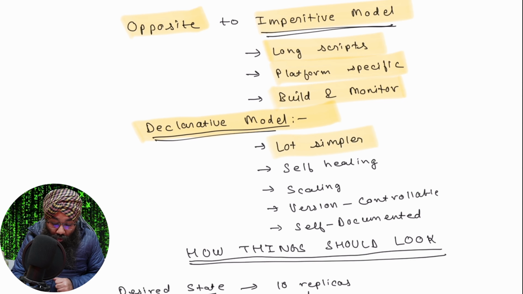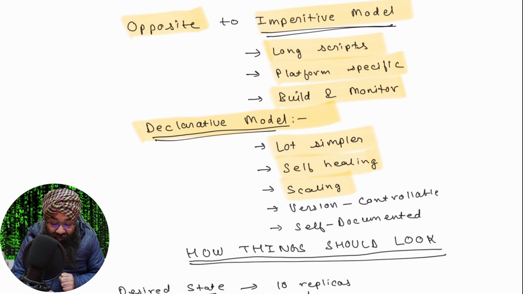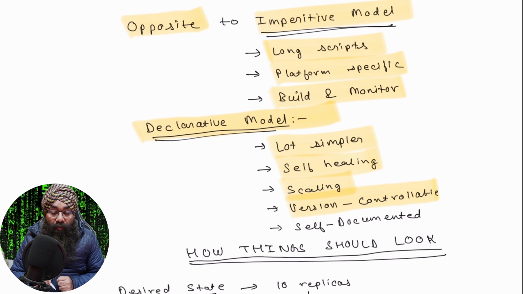So it is a lot simpler. It provides self-healing. We talked about this. It provides scaling. It is version controllable as well. So you can maintain your manifest file in your code repository only. And then you can manage changes to your manifest file using any standard version control like Git. Okay. And it is self-documented.